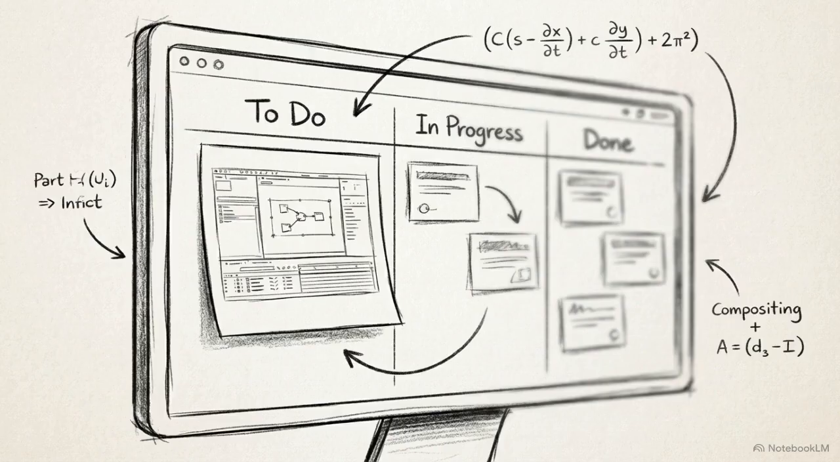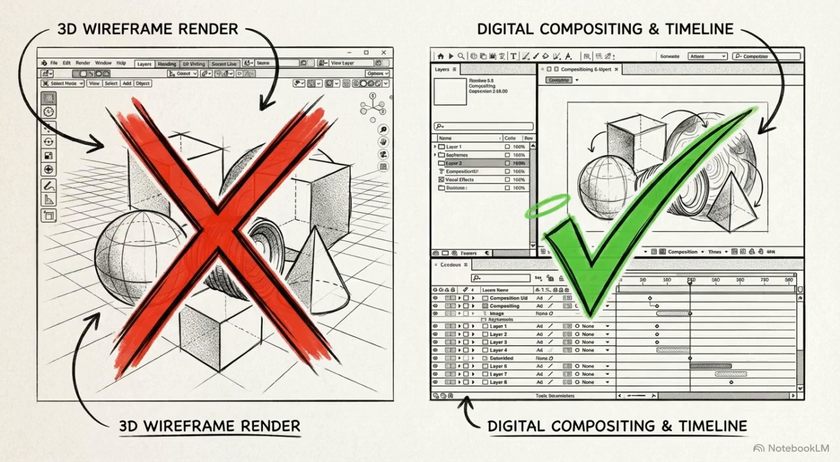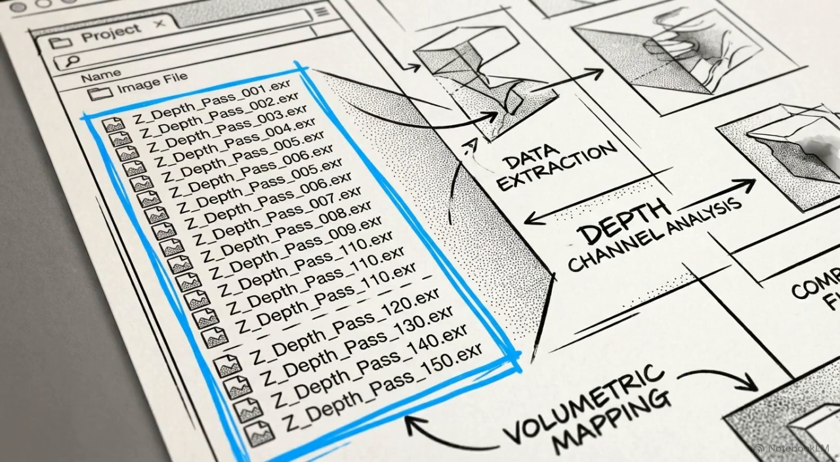Let's apply a Scrum daily stand-up mindset to our workflow. Our immediate sprint goal today is simple. We fix the current shot right here in compositing. We do not send it back to the 3D department. Step 1. Import your EXR sequence.